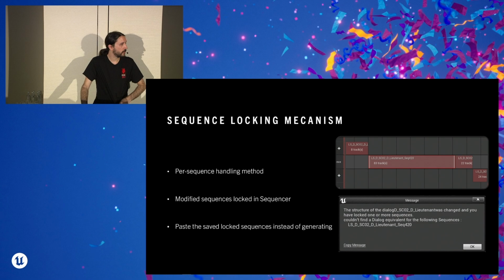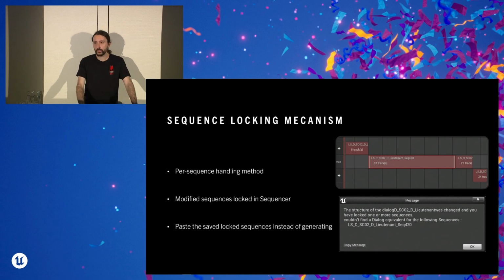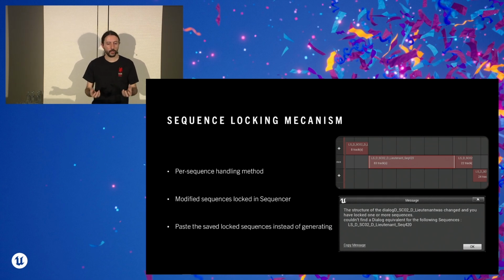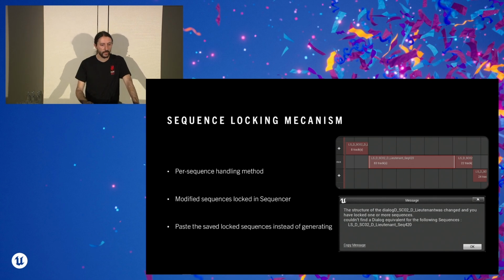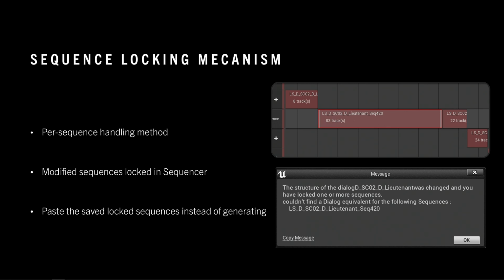What we did could be similar to a version control merging system. We are doing it per sequence. So basically, we can lock a sequence in Sequencer. It's a standard Sequencer feature. You just right-click and lock, and it goes red like that. So when we are generating, the generation process will tell, okay, we have these sequences that are locked. We put them away. And as we are generating, if we find one with the same name, we basically, instead of generating, we paste it in, because the names are based on the ID of the first line of the sequence. So it doesn't change that often.